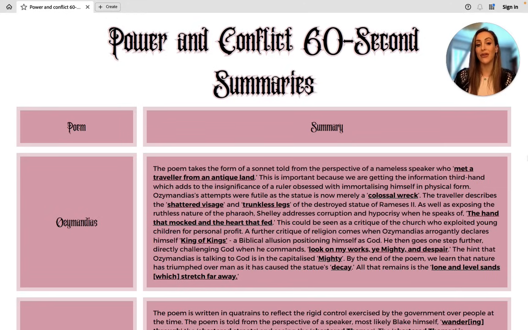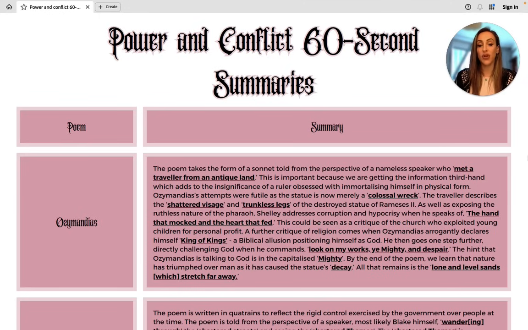will be completely free. So, starting with Ozymandias, the poem takes the form of a sonnet told from the perspective of a nameless speaker who met a traveller from an antique land. This is important because we are getting the information third hand, which adds to the insignificance of a ruler obsessed with immortalising himself in physical form. Ozymandias' attempts were futile, as the statue is now merely a colossal wreck.